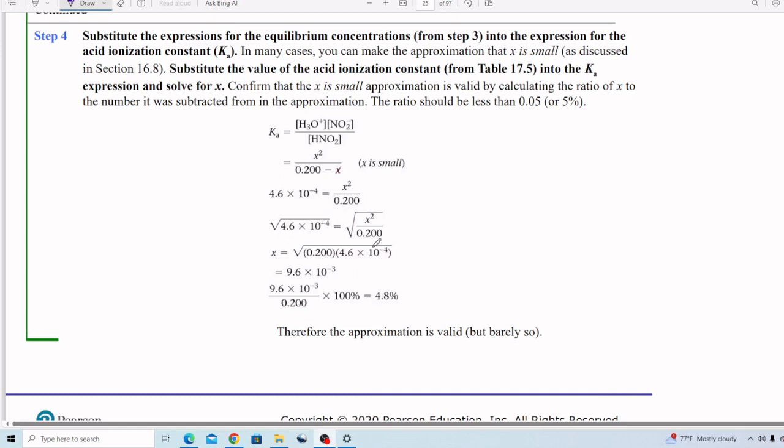We can take the square root of both sides and we end up with X equal to 9.6 times 10 to the minus 3. Now if we check our X is small approximation, that's the thing that we subtracted over the thing we subtracted it from times 100, we get 4.8%. So that's almost 5%. It might be good to go back and work this with the quadratic formula, but we'll go ahead and move forward since this is barely valid.